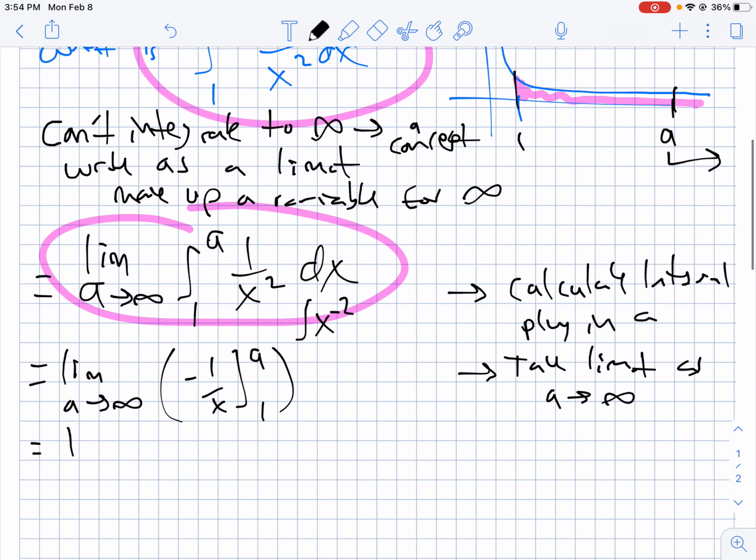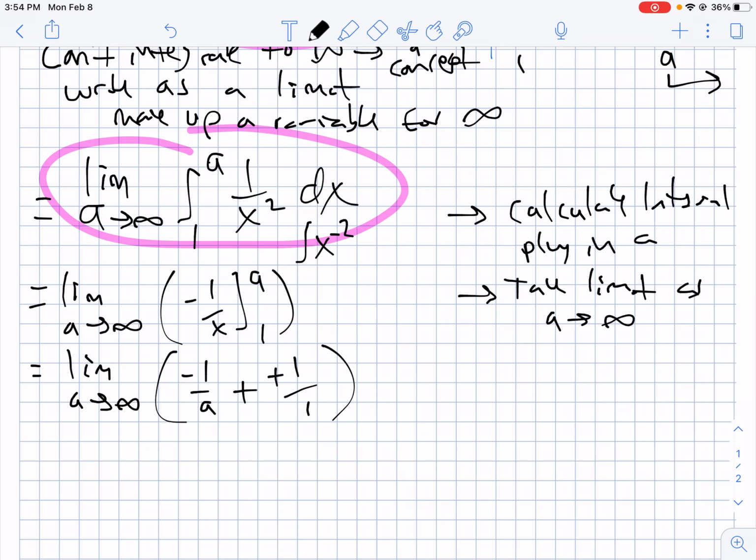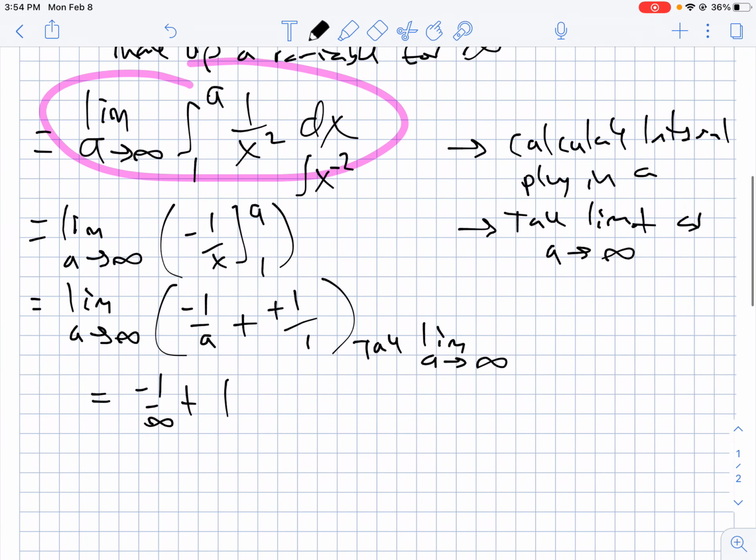So this is going to be the limit as A goes to infinity. I know it gets boring to write the limit every time, but that needs to be something you do. It's just going to be part of the problem they're going to look for on the AP test. If you're not writing it as a limit every step, you will not earn full credit. Okay, so this just becomes negative 1 over A plus 1. So again, we're going to take our limit as A goes to infinity. So this is going to become negative 1 over infinity plus 1. Well, as you guys know, anything over infinity is 0, so this becomes 0 plus 1, so my answer is 1. Okay, so that's how we handle an integral to infinity.